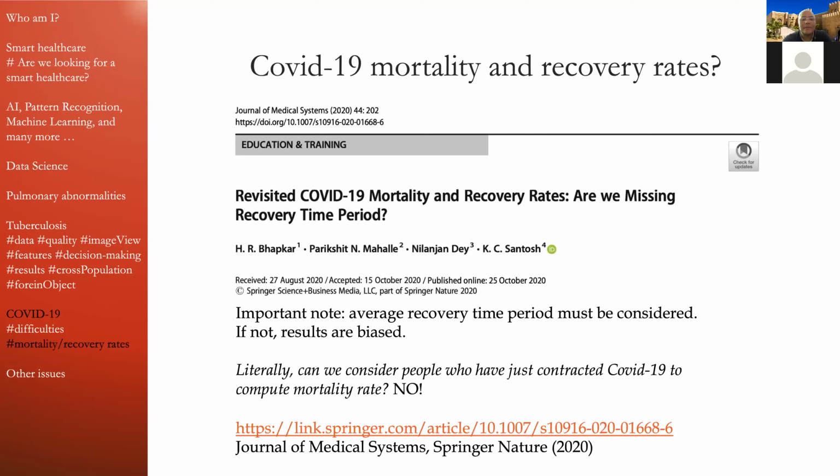Back to WHO, meaning the conventional mortality rate computation model. We revisited it some time ago and tried to figure out COVID-19 mortality and recovery rates by figuring out that WHO missed the recovery time period while computing the mortality rate. That is alarming, but we don't want to say it is incorrect.